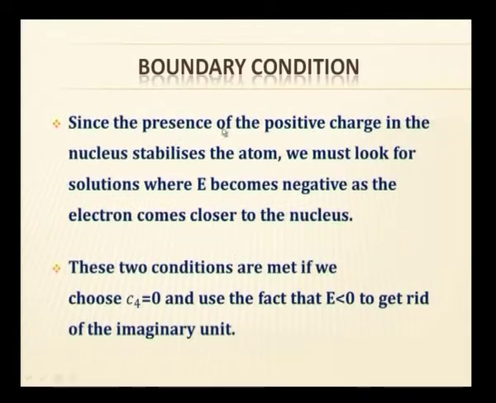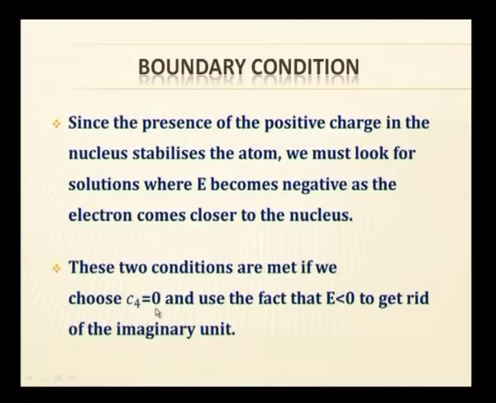Since the presence of positive charge in the nucleus stabilizes the atom, we must look for solutions where E becomes negative as the electron comes closer to the nucleus. You know, the energy of the electron should be negative. Negative means the electron is bound to the atom. In physics, you know, the negative sign stands for attraction. The binding energy should be negative.